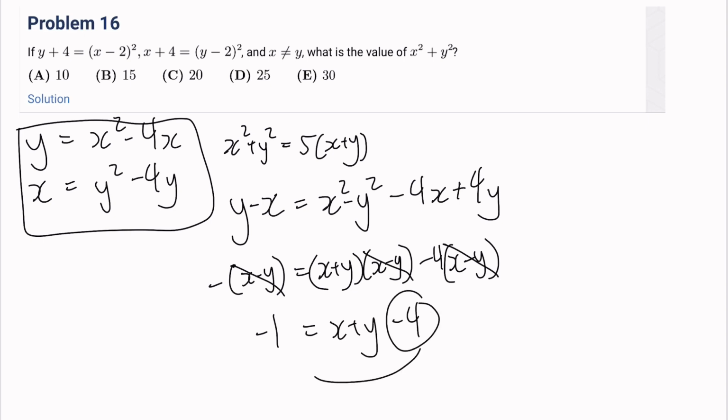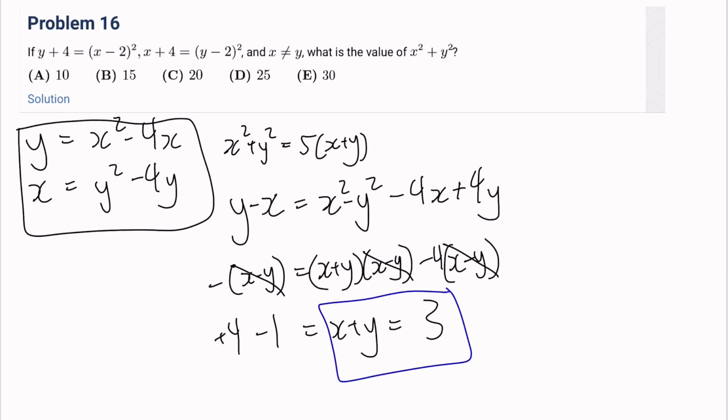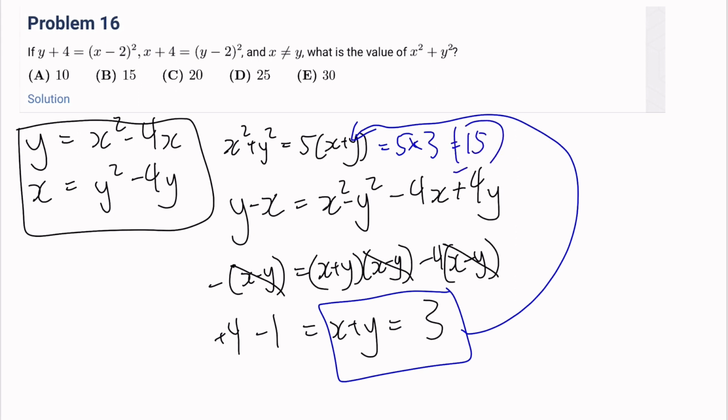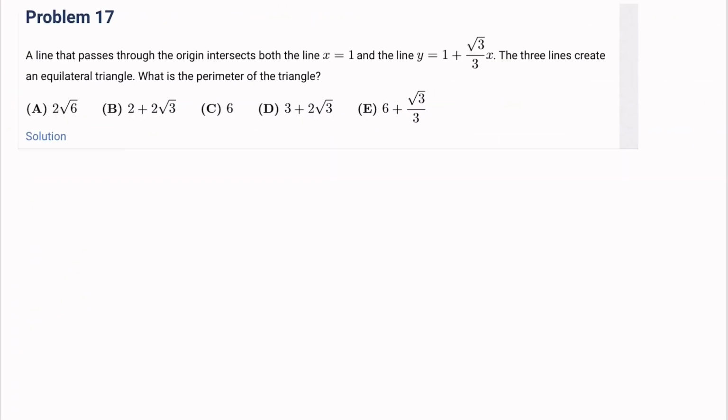And so this can go over. That will make it plus 4, right? And so x plus y equals 3. And since x plus y equals 3, we can put this inside x plus y. So this is 5 times 3. This is 15. So the answer is 15. It's B.